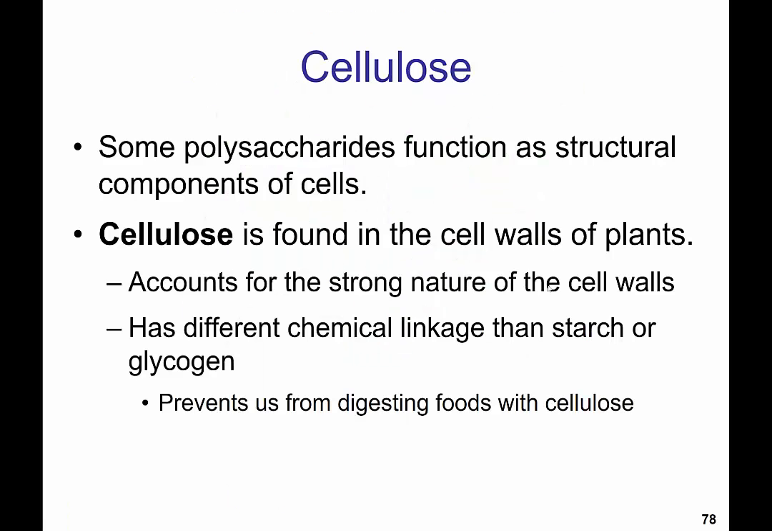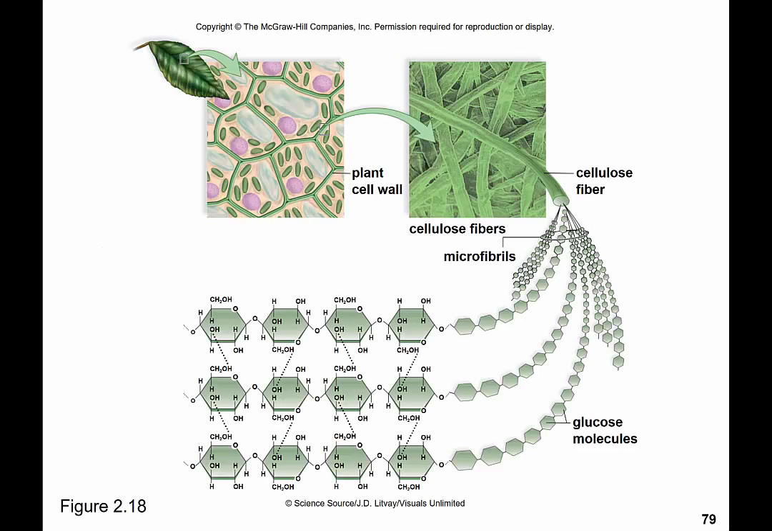Cellulose is another polysaccharide. Rather than being a storage form of glucose, it's a structural component. Cellulose is found in the cell walls of plants. It accounts for the strong nature of the cell walls, and it has a different chemical linkage than starch or glycogen. And so whenever we eat plants, we can digest the starch but not the cellulose. This prevents us from digesting foods with cellulose. Instead, this is roughage or fiber within our diets. So notice, within cellulose, even though it's still made out of these glucose subunits, the structure is different, and so we have this linkage that is different.